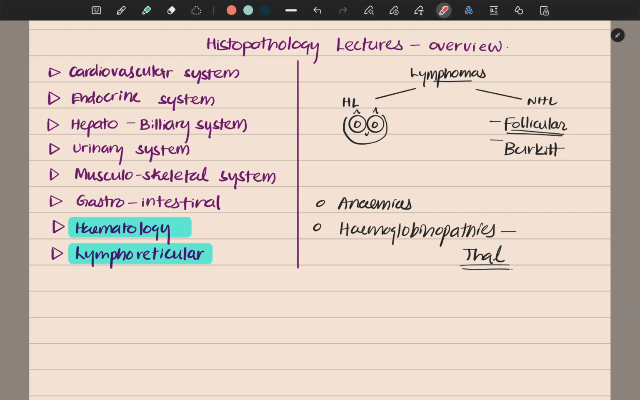And along with that, also one of the most common presentations in Sri Lanka is thalassemia. So you have to know about your thalassemias and all the other topics that we have covered in the lecture.